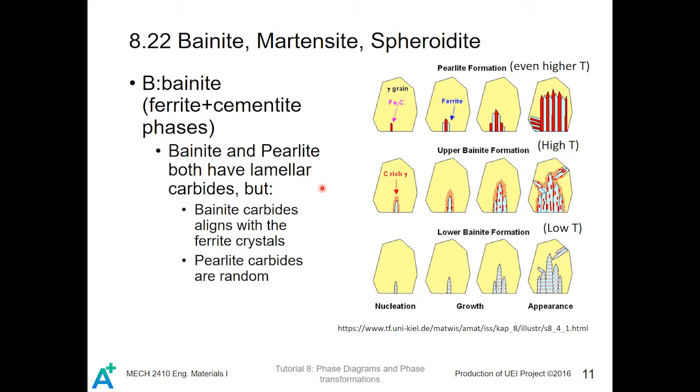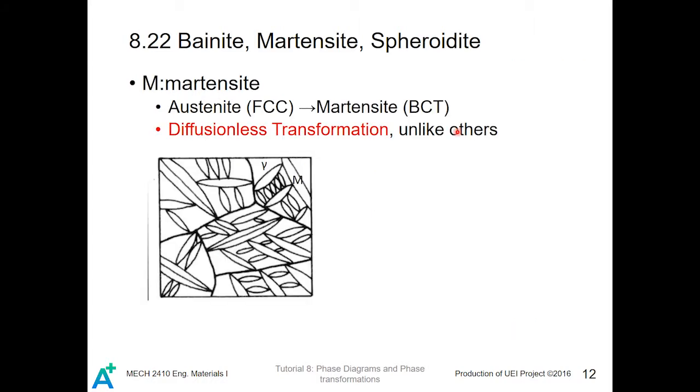You can see here, pearlite formation is laminar at a higher temperature. For bainite, the grains are smaller, and they follow the ferrite crystal. And for the lower bainite, it is even smaller. You can use a similar argument of nucleation to describe why the size differs. Martensite: austenite changes to martensite, from FCC structured austenite to BCT structured martensite.